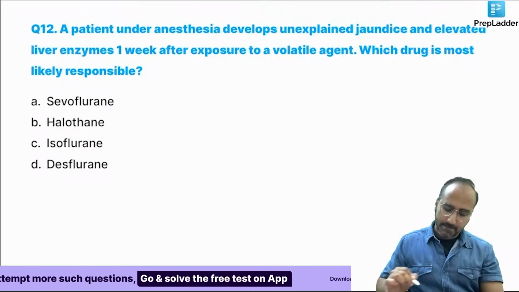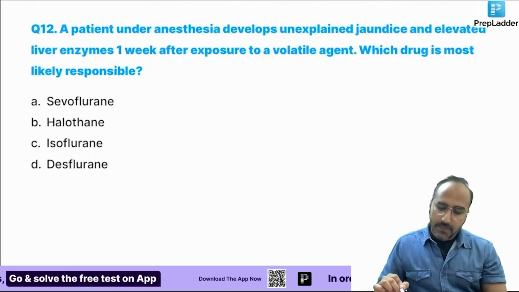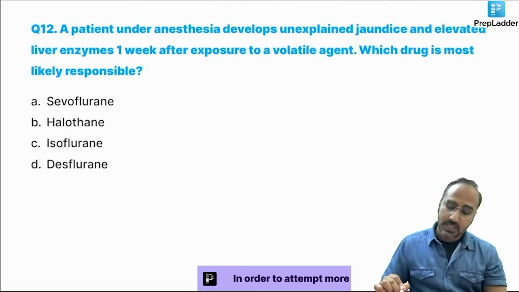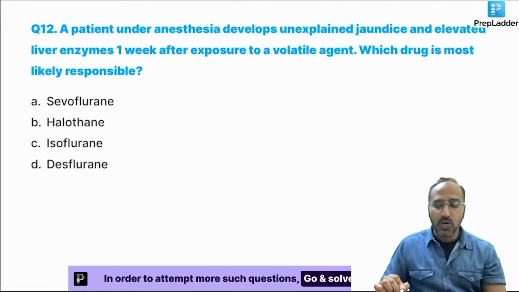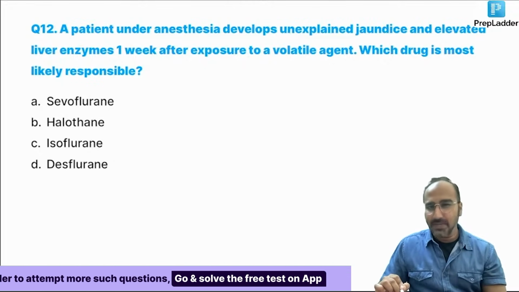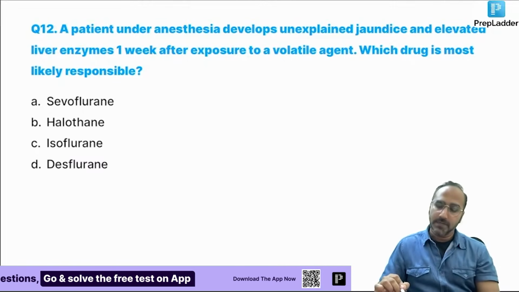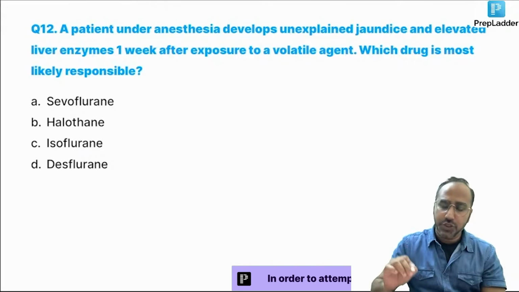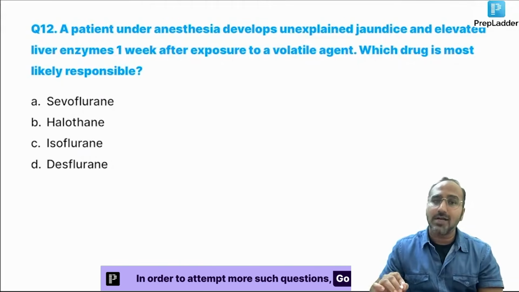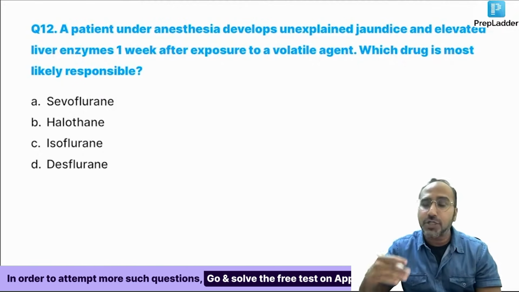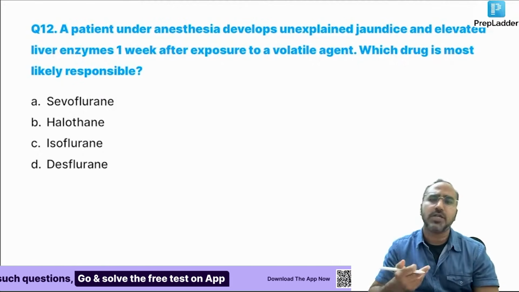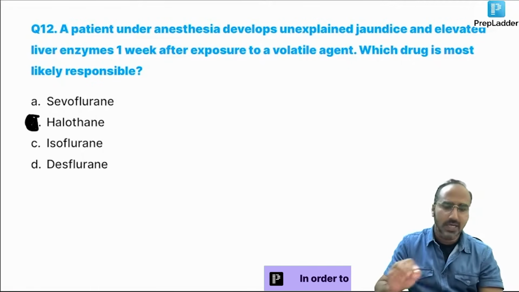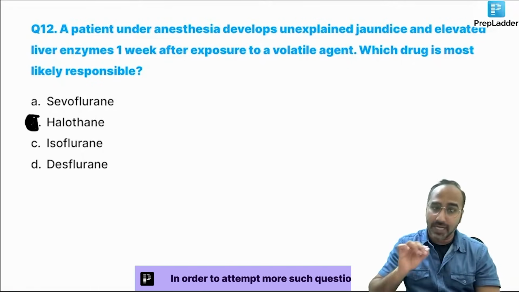Now guys, a patient under anesthesia develops unexplained jaundice and elevated liver enzymes 1 week after exposure to a volatile anesthetic. Volatile means he's asking about an inhalational agent. Which drug is most likely responsible? If a person develops jaundice, it is basically immune-related jaundice that usually happens due to repeated exposure or overexposure to halothane. No other agent will cause any liver problems except halothane.